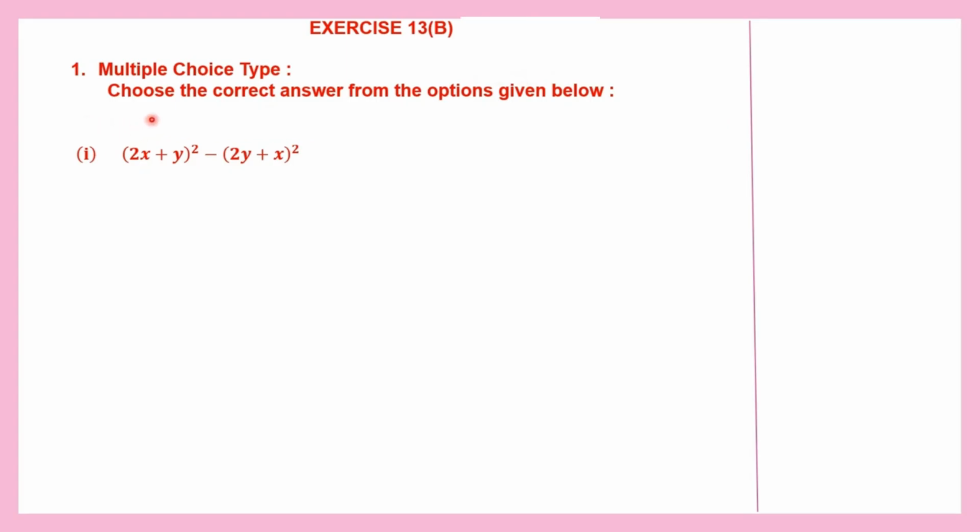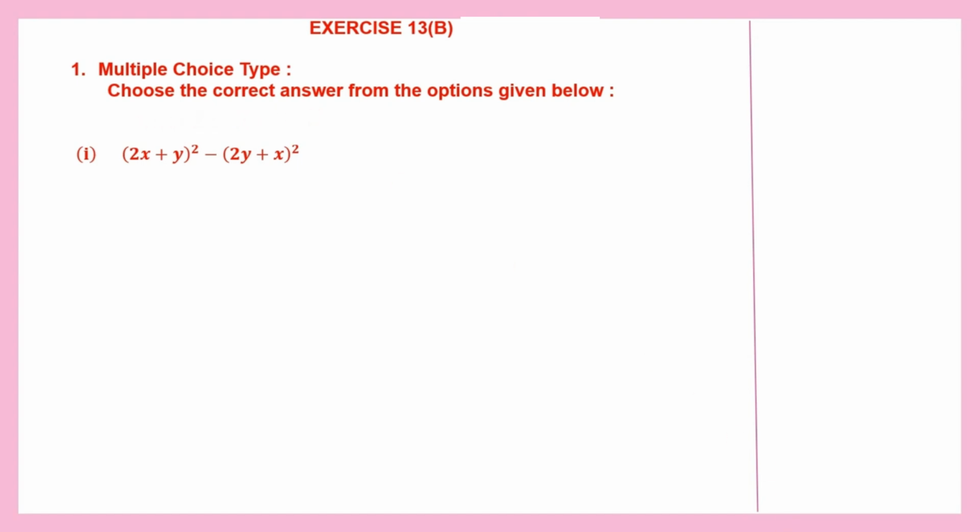Question 1. 2x plus y the whole square minus 2y plus x the whole square. Now we can apply one of the identities here. So we can consider this as a and this as b. Then this becomes a square minus b square.